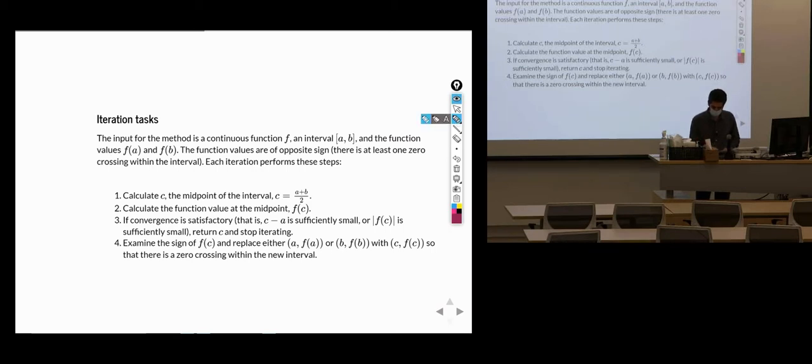So first, we are going to calculate the midpoint, C, equal to A plus B divided by 2. Then we evaluate the function at C. At this point, maybe C is already the root, right? So it sounds like we can check if we know the solution. If the convergence is satisfactory, then C minus A must be small, right? The absolute value of f of C must be small too.